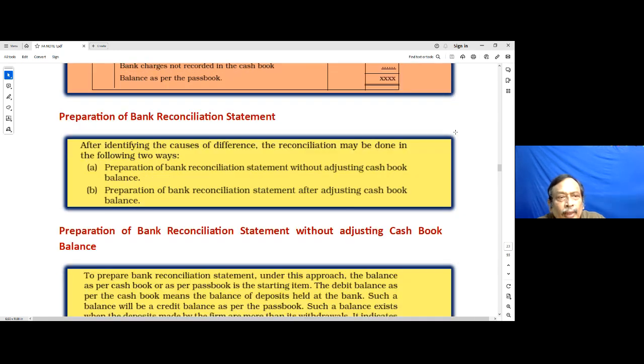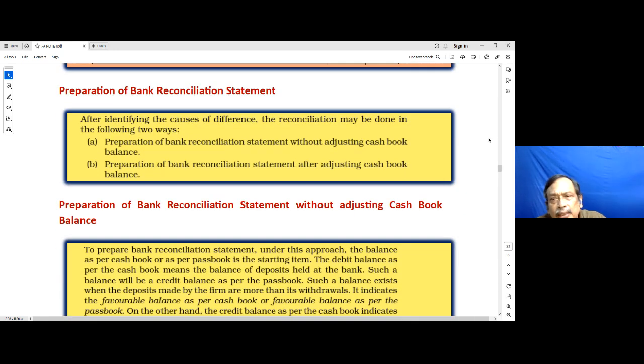Now, preparation of bank reconciliation statement. After identifying the causes of difference, the reconciliation may be done in the following two ways.